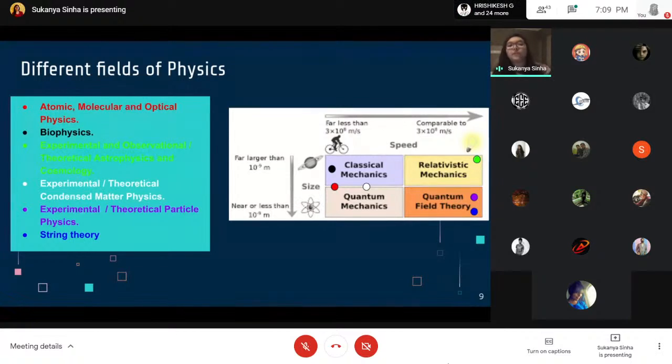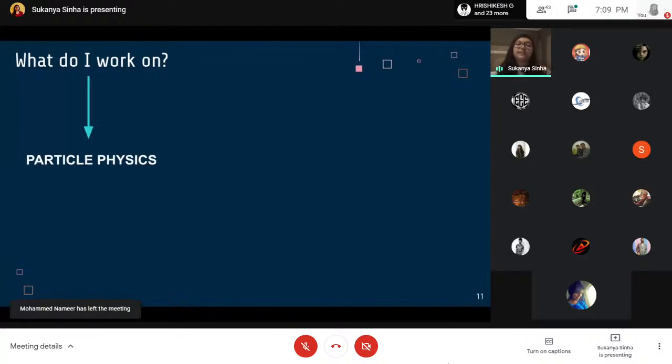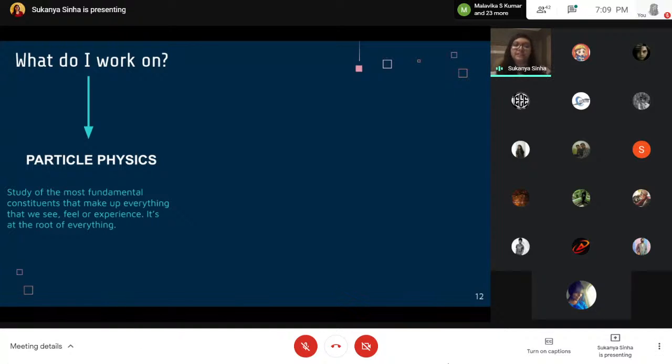But what do I work on? I work on particle physics. So particle physics is basically the study of the most fundamental constituents which make up everything that we see, feel, or experience. So it's like the base of everything.